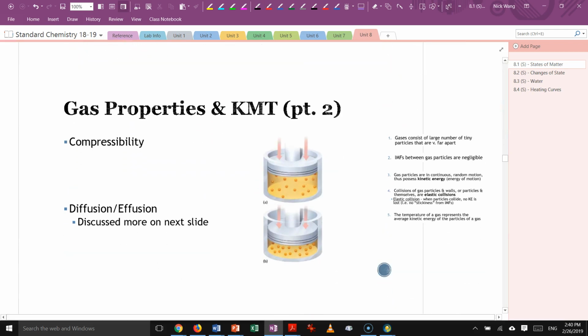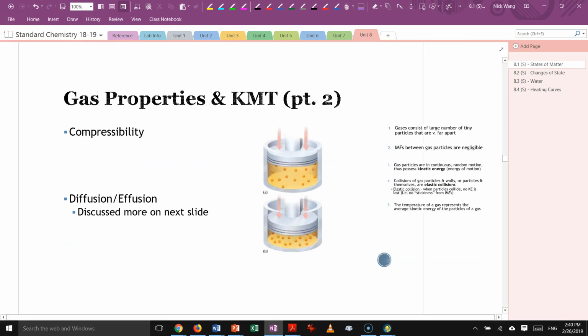Here, there are a couple more properties, and I want you to go and take a look at them. Compressibility, for example, is the fact that you can take a gas that's in a container and compress it into a smaller space. And then diffusion and effusion, we'll talk about in the next slide, but that's basically how well something can pass through an opening, or how well it mixes with other gases. So go ahead and try to connect these 2 with one of these 5, if not more, of these kinetic molecular theory parts.